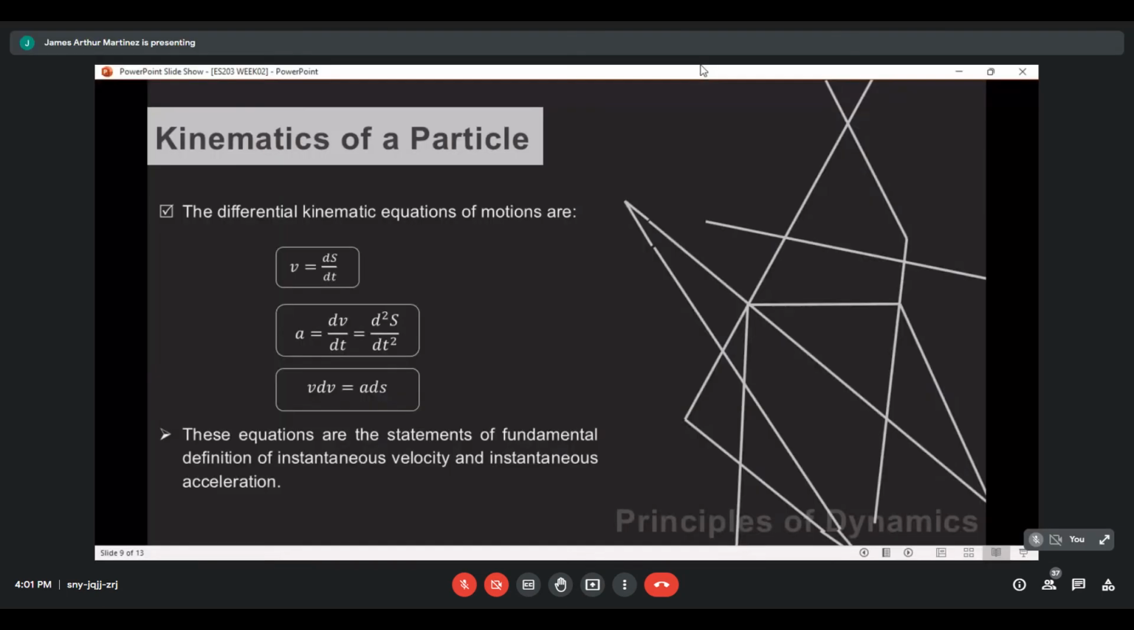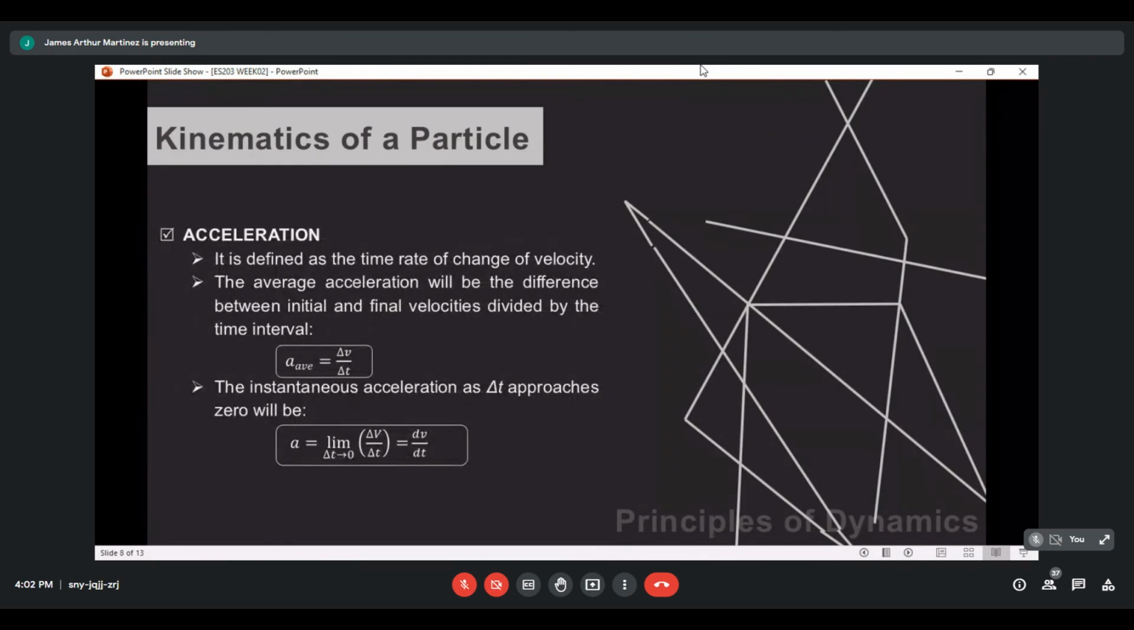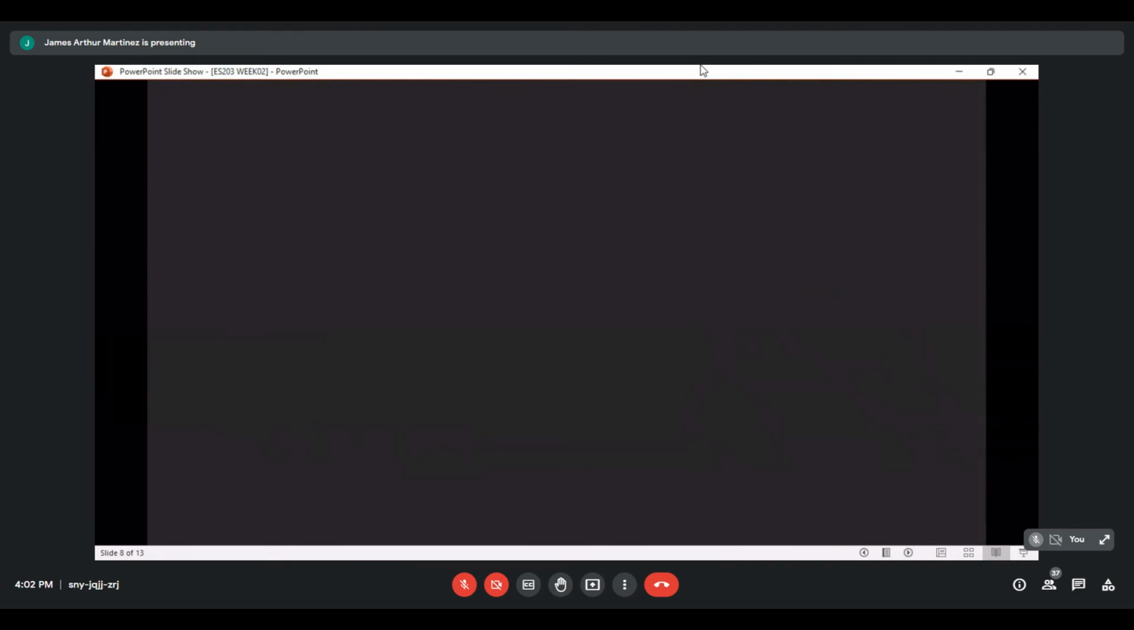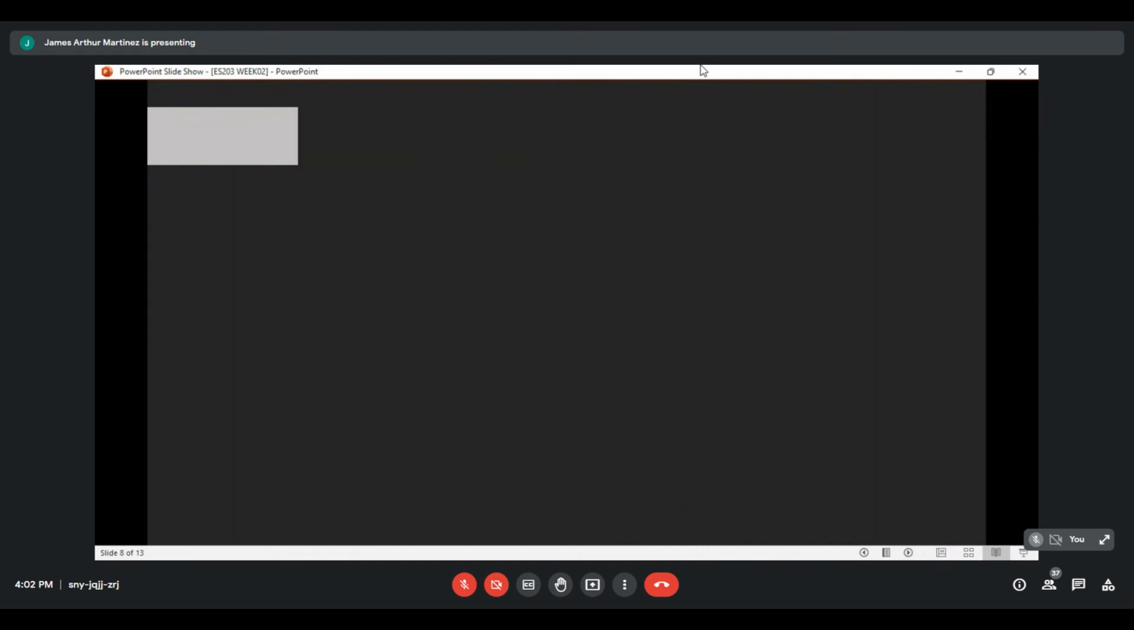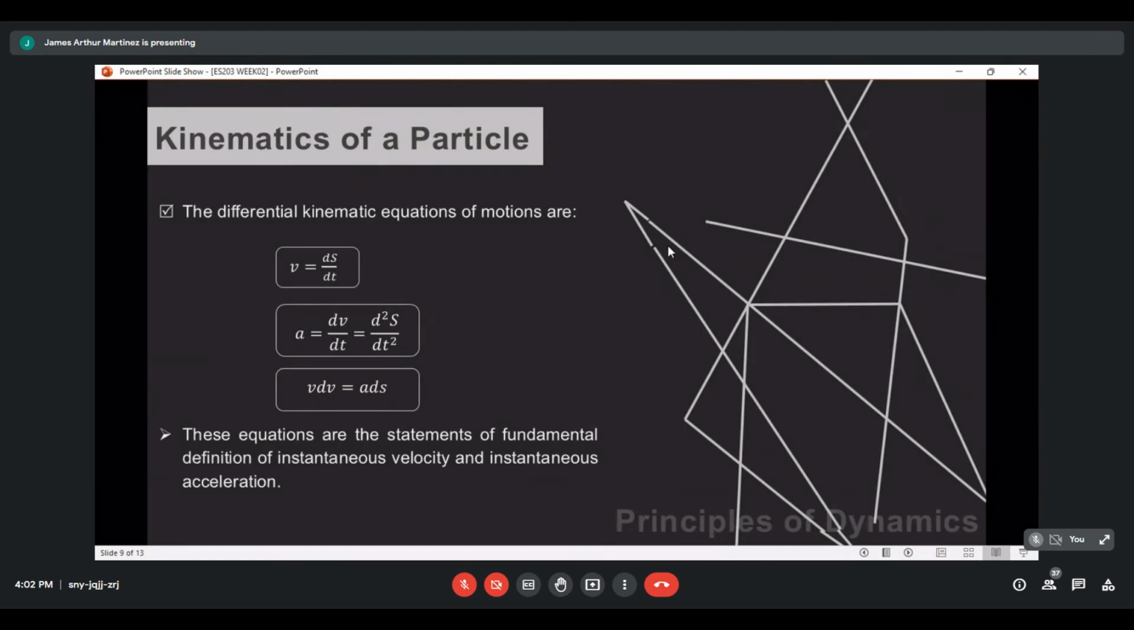So these equations are the statements of fundamental definitions of instantaneous velocity and instantaneous acceleration. So we define the relationship, or we find the kinematic equations of motion, with respect to displacement, velocity, and acceleration. Since kinematics of a particle focuses on the movement of the body alone, the main focus is displacement, velocity, and acceleration of the body alone. So, wala na ito i-consider ang force.